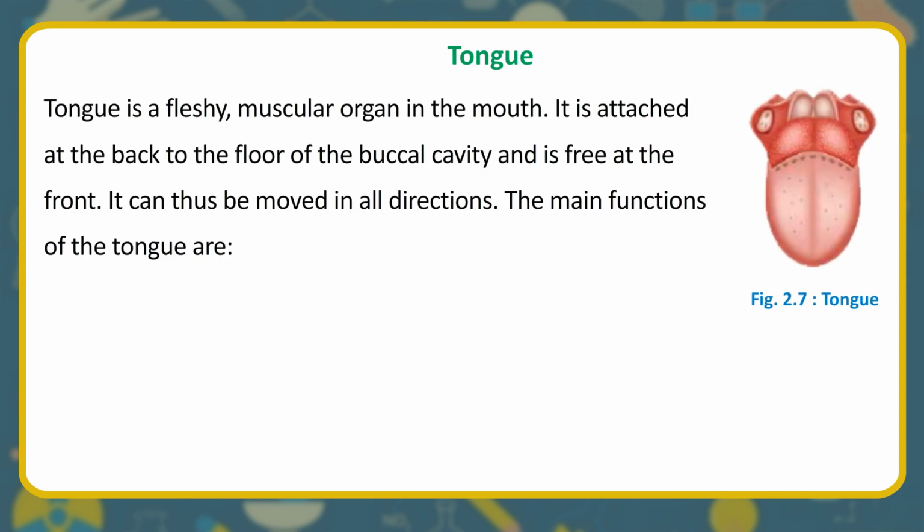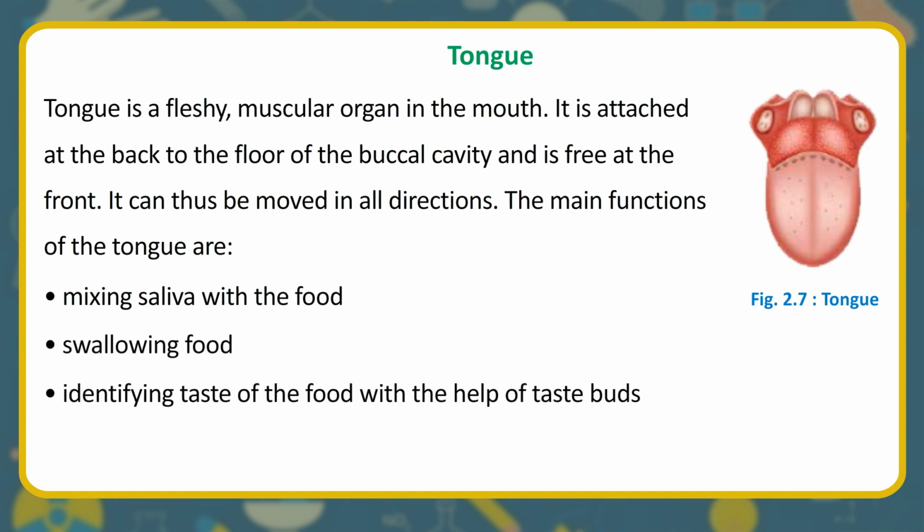Tongue. The tongue is a fleshy, muscular organ in the mouth. It is attached at the back to the floor of the buccal cavity and is free at the front. It can thus be moved in all directions. The main functions of the tongue are mixing saliva with the food, swallowing food, identifying the taste of the food with the help of taste buds, and talking.